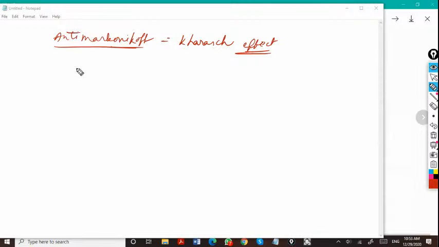So what is the anti-Markovnikov rule or principle? First, what is the Markovnikov principle? It is about an unsymmetrical alkene treated with an unsymmetrical reagent. The negative moiety adds at the more substituted carbon, and the positive moiety adds at the less substituted carbon. So this is the Markovnikov rule.